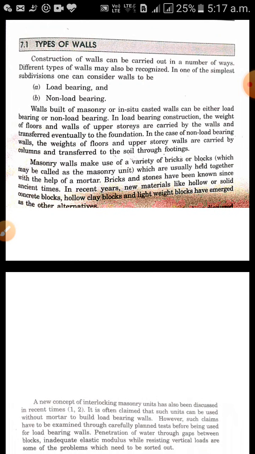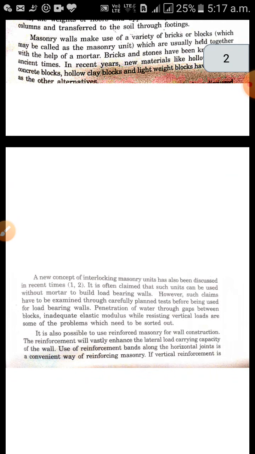So now instead of bricks, they are using hollow blocks, which saves energy. It is light in weight, so transportation is easy. Handling cost is easy. And then we also have a new concept, interlocking masonry units. So they just get interlocked. So there is no need for any mortar. So that is saving in mortar. Again, without suitable testing, you can't apply it. You have to see whether the strength is achieved.